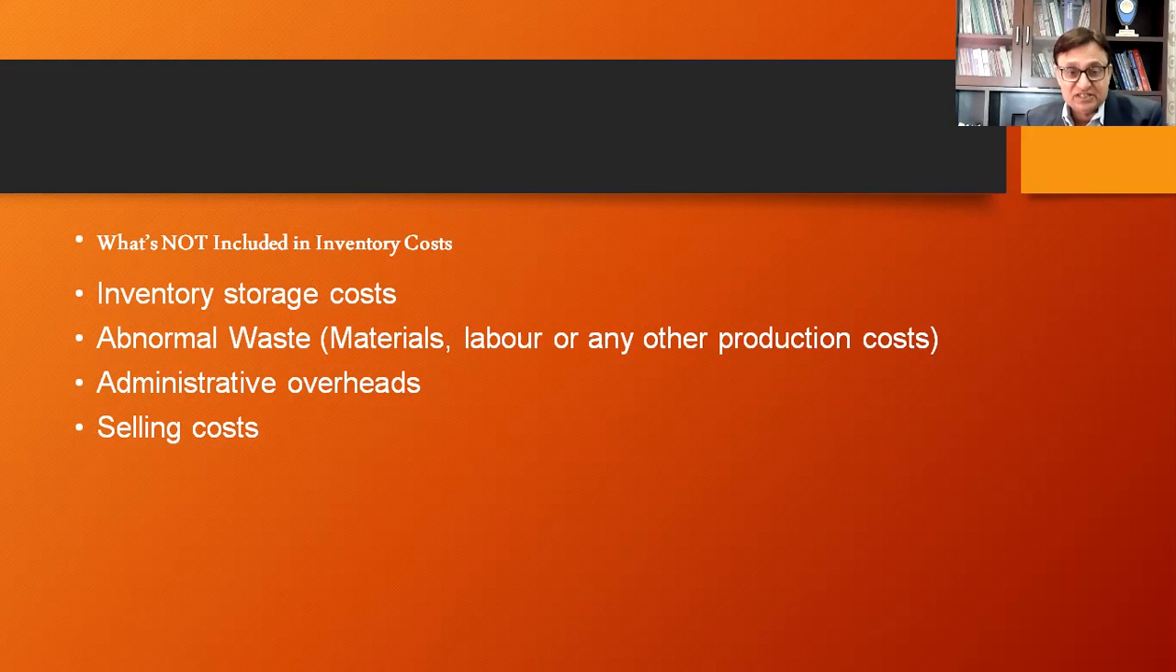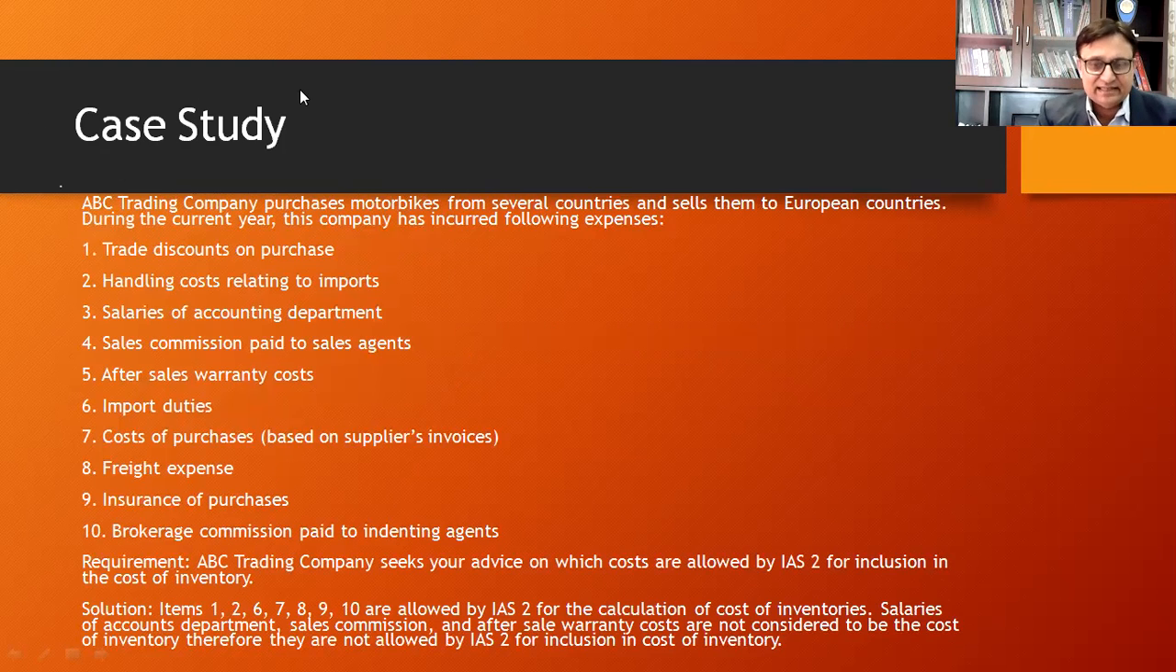Similarly, abnormal wastage, whether in the form of material, labor or any other production process, will not be a part of the inventory cost. Similarly, administrative expenses are not part of the inventory cost. Similarly, selling costs are not part of the inventory cost. So these are the items which are not included in the inventory cost. So let us take a case study here.